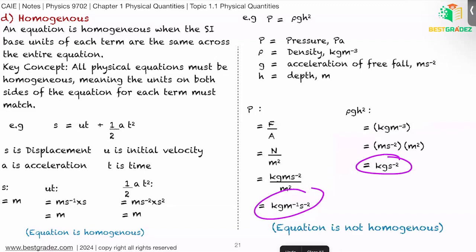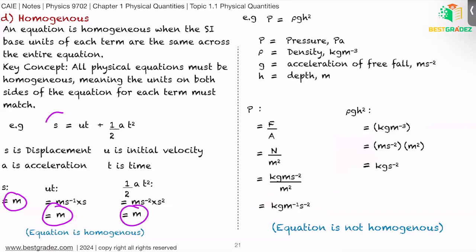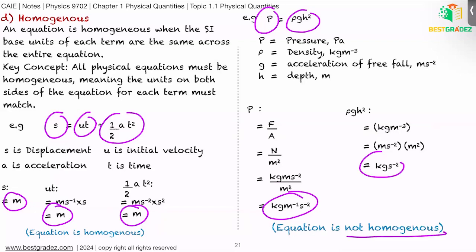So homogeneous is when each term has the same base unit. Whether there are 3 terms, 4 terms, whatever, they should have the same base unit. यहाँ पे base unit same नहीं आ रहे, so not homogeneous. This is homogeneous. Is this clear?